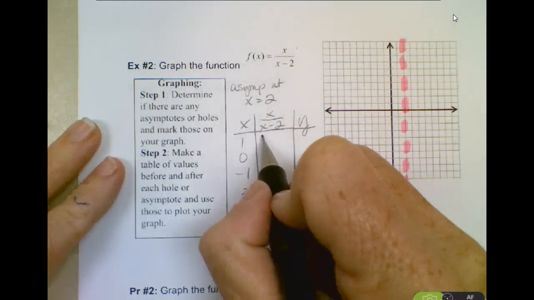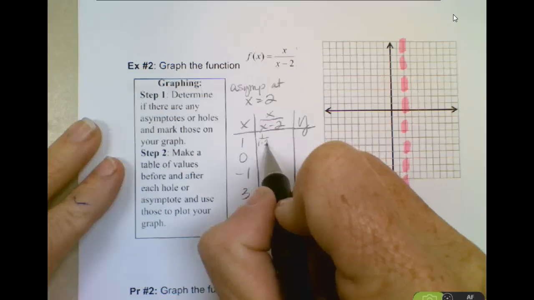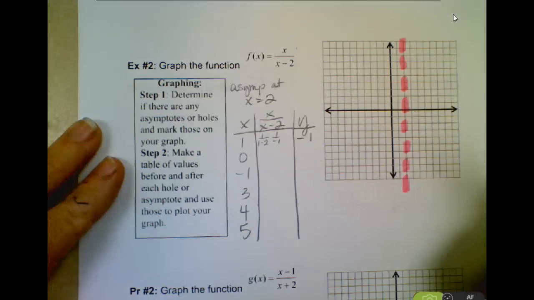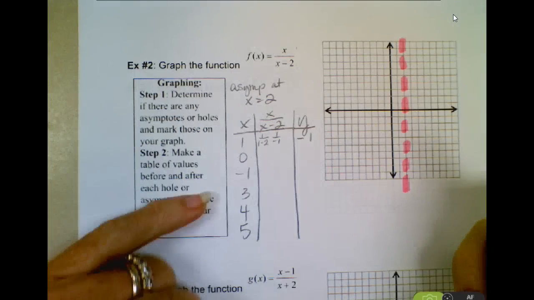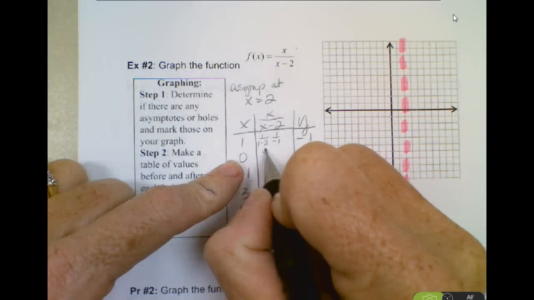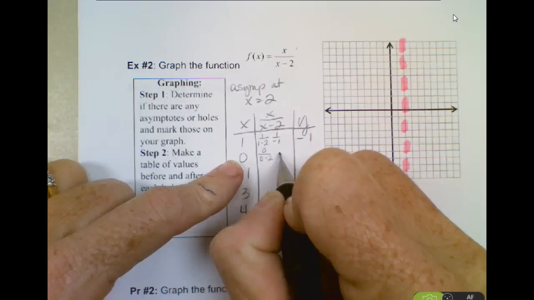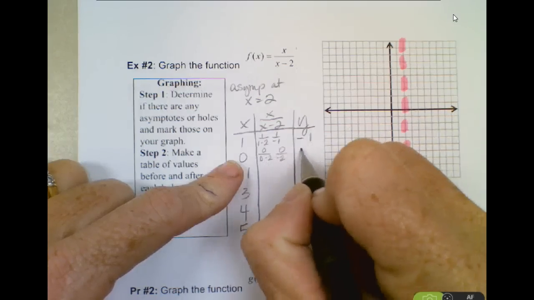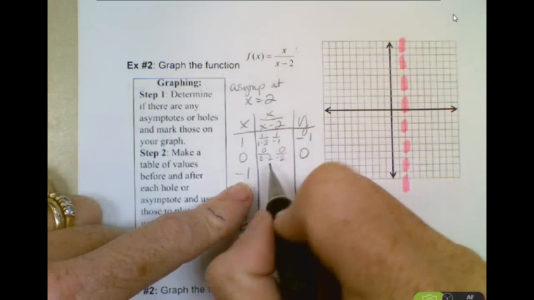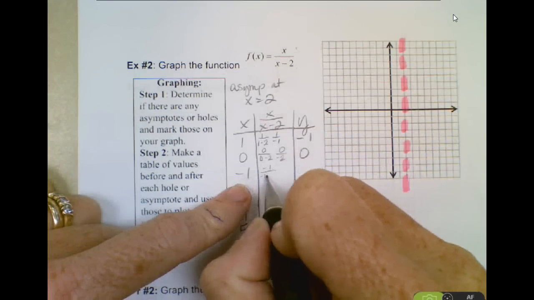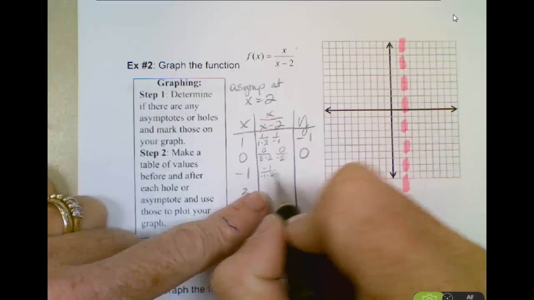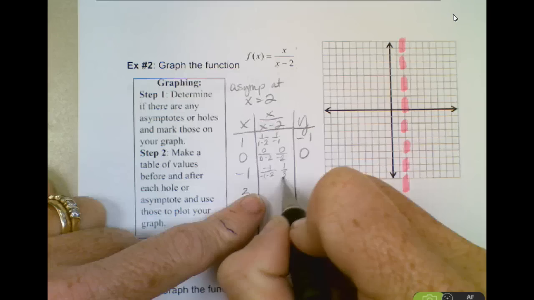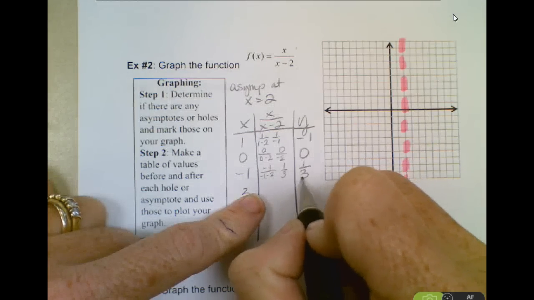So this would give me 1 over 1 minus 2. 1 minus 2 is negative 1, so that gives me a y value of negative 1. 0 over 0 minus 2 will be 0 over negative 2, and 0 divided by anything is 0. Negative 1 over negative 1 minus 2: negative over negative would be a positive 1. Negative 1 minus 2 is 3, so that gives me 1/3.